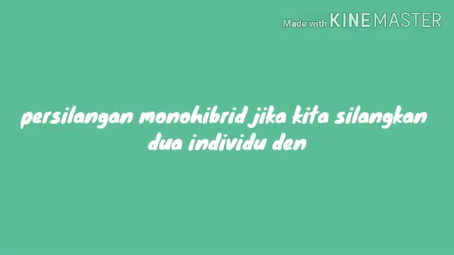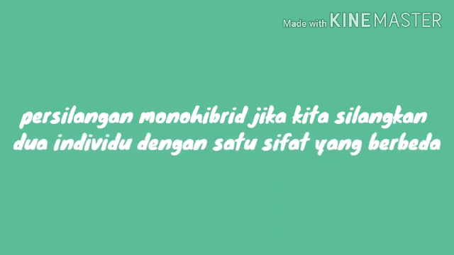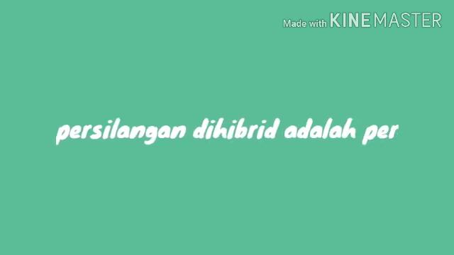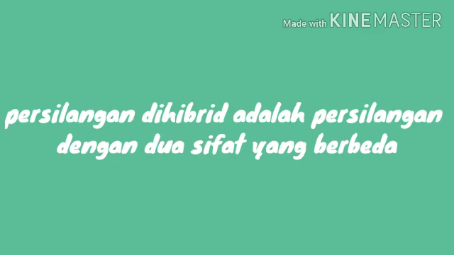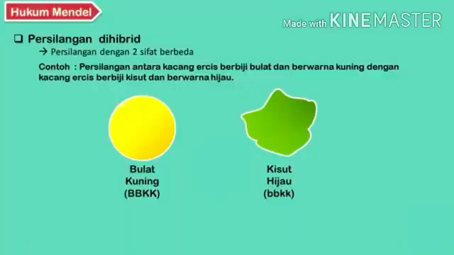Last week, we discussed heredity related to Mendel's law, about monohybrid crossing, right? It's when we cross two individuals with one different trait. Now, we will discuss dihybrid crossing. Dihybrid crossing is a cross with two different traits. For example, the crossing between round seed and yellow peas with wrinkled seed and green peas.